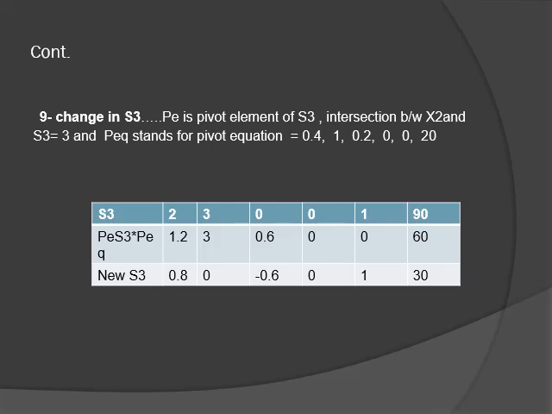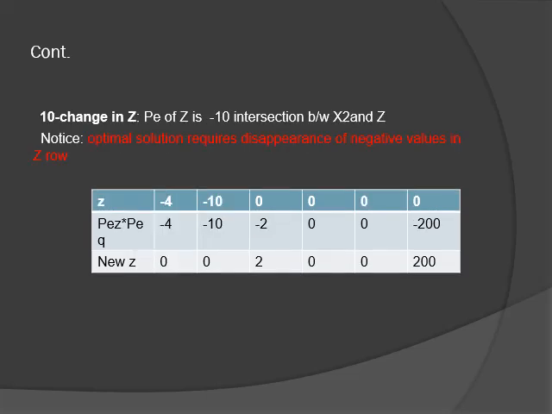As you see, we just repeat the same steps in determining the effects of the new basic variable. Last step: also we will repeat the same instructions in determining the new z as a result of the entering of the new basic variable x2.